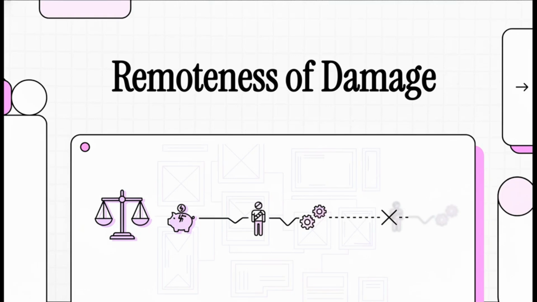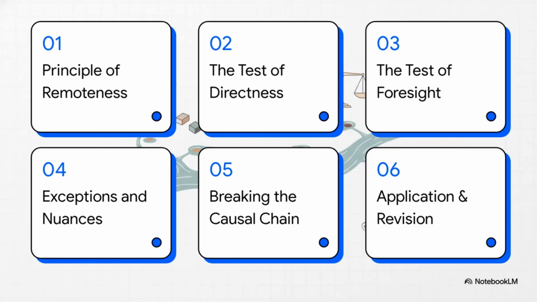In our study of the law of torts, we must consider where the boundary of legal responsibility is drawn. Today, we will explore the doctrine of remoteness of damage to understand this very question. Our discussion will be structured around 6 key areas.